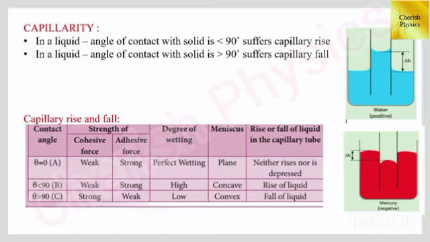In the case of mercury, its meniscus is convex. The angle of contact is greater than 90 degrees and it suffers a capillary fall. The cohesive nature of mercury molecules is very strong and the adhesive force of mercury with the capillary tube is weak. So its degree of wetting the capillary tube is low. For a plain meniscus, the contact angle is 0, its cohesive force is weak and its adhesive force is strong, so it has perfect wetting.